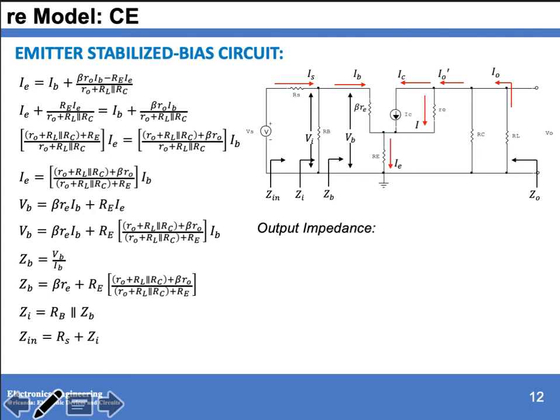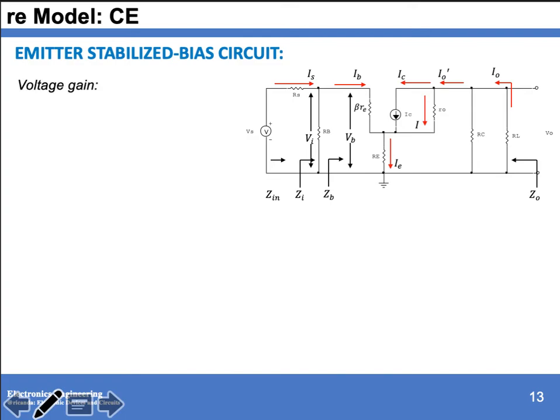For the output impedance, you have to set Vs to 0. So that is equivalent to RS in parallel with RB plus beta re in parallel with RE plus ro in parallel with RC in parallel with RL.